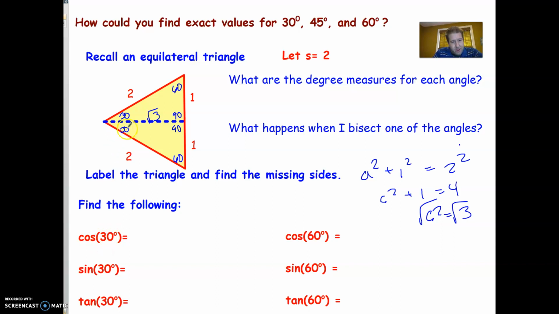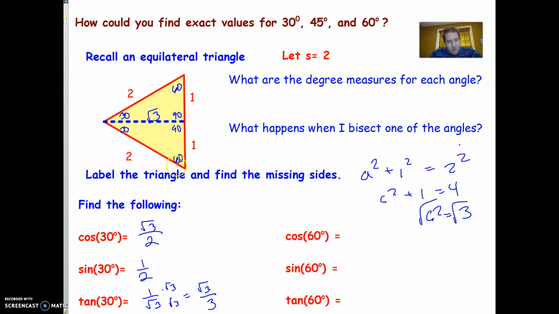So cosine of 30, I'm going to use this bottom triangle. That'd be adjacent, which would be square root of 3 over the hypotenuse. So cosine is adjacent over hypotenuse, which is 2. Sine would be 1 over 2. And tangent would be 1 over square root of 3. Now, this needs to be radicalized by multiplying both top and bottom by square root of 3. So it ends up being square root of 3 over 3.